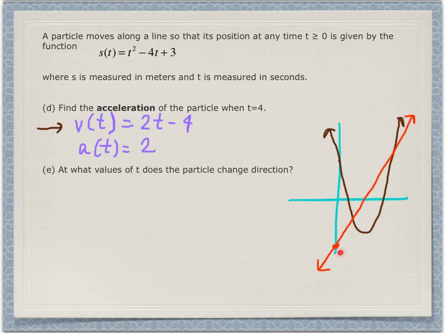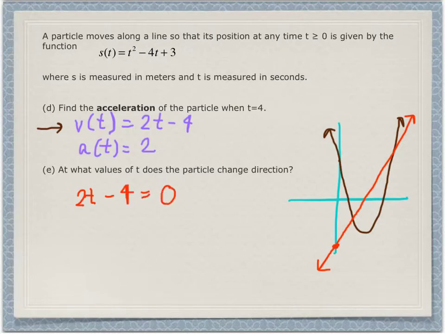So as I look at this red line that I drew here, this is my velocity. Underneath the x-axis, my velocity is negative. Above it, it's positive. So it's going to be right here where it changes direction. So basically what you can do is set that velocity equal to 0.